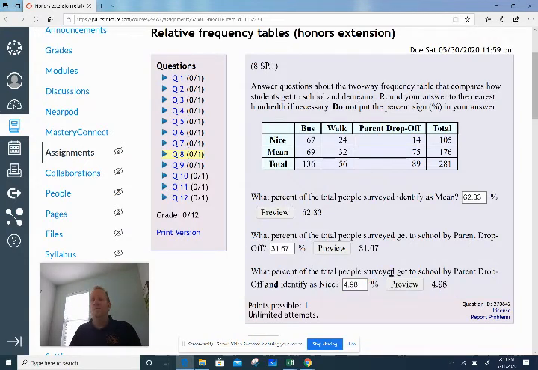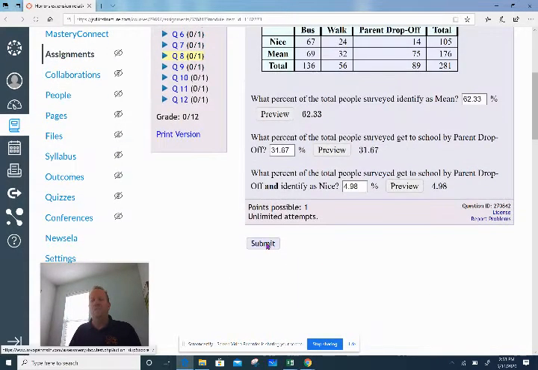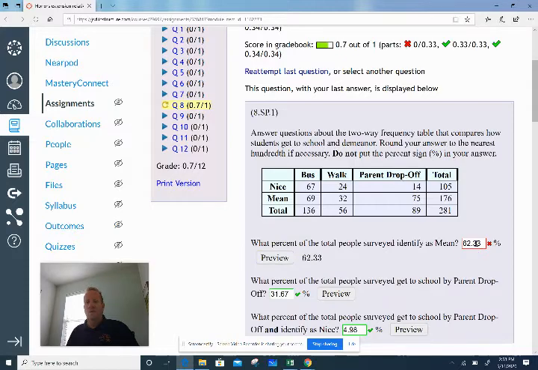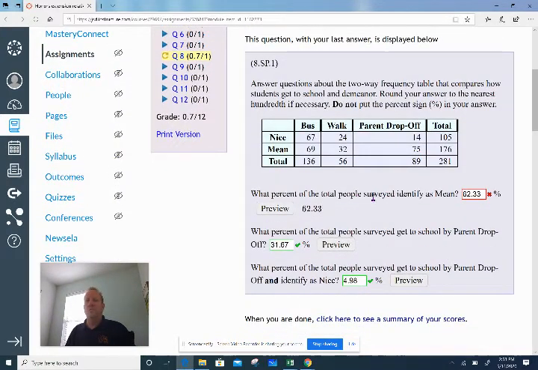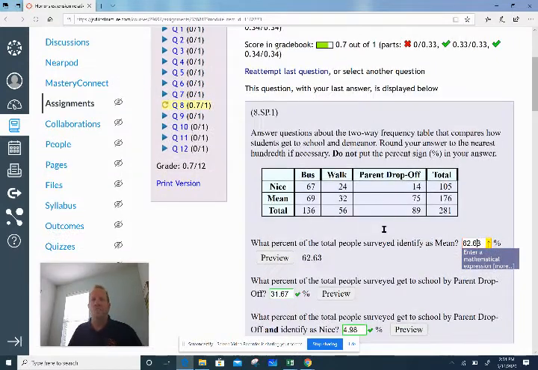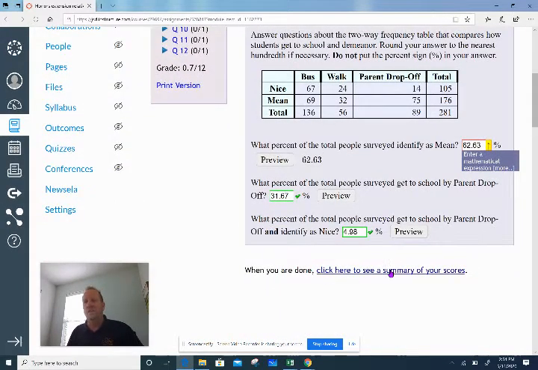Now, hopefully we'll all be right, and we'll go ahead and submit. Woo! Let's see, what did I miss? What percentage of total people surveyed as mean? This is 176 out of 281. Oh, duh. My answer was 62.33. This answer should have been 62.63. And now that would be right. I just couldn't read my own writing or my own calculator. So that would have been right. Okay, so now you know it all.